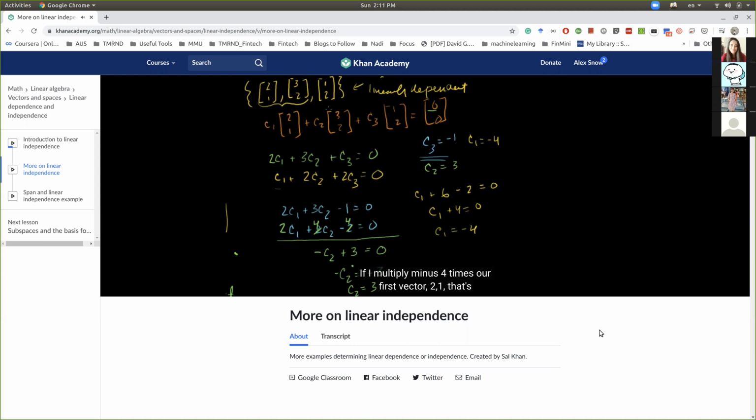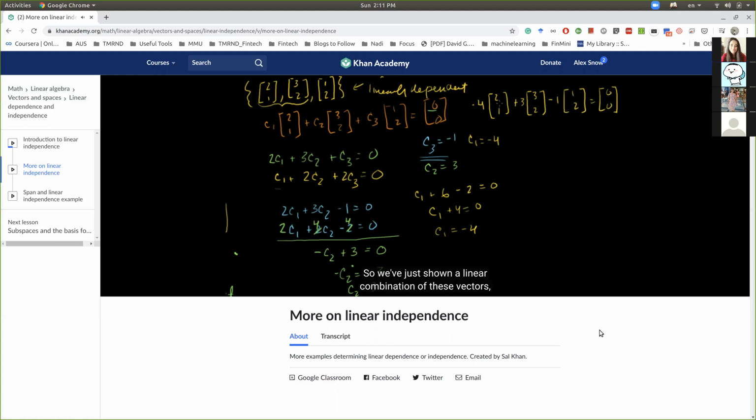If I multiply minus 4 times our first vector, 2, 1, that's C1, plus 3 times our second vector, 3, 2, minus 1 times our third vector, 1, 2, this should be equal to 0. Let's verify it just for fun. Minus 4 times 2 is minus 8, plus 9, minus 1. That's 9 minus 9, that's 0. Minus 4 times 1 is minus 4, plus 6, minus 2. Minus 4 plus 6 minus 2, that's also 0.